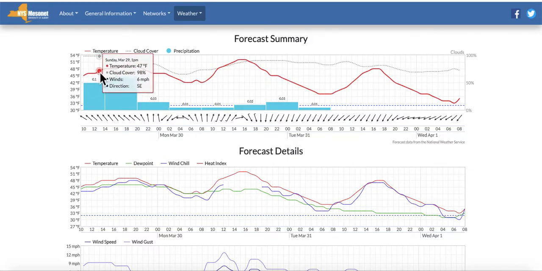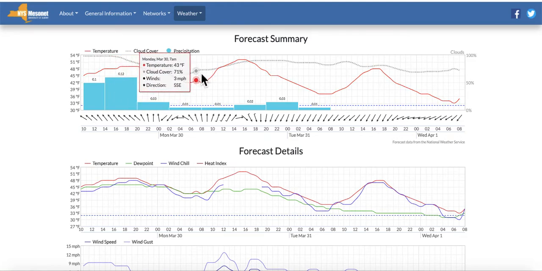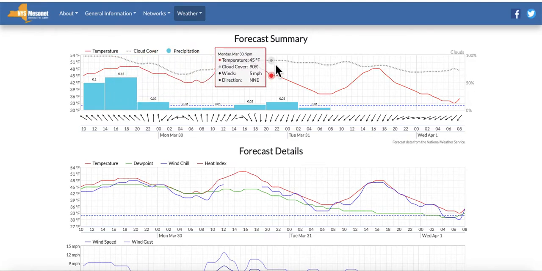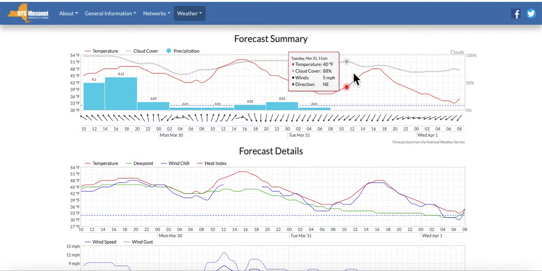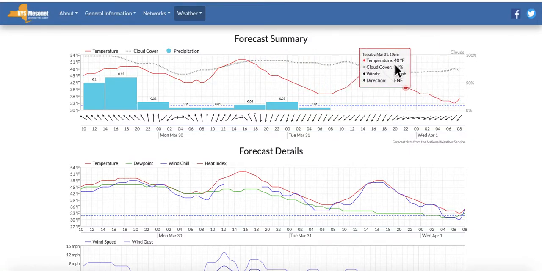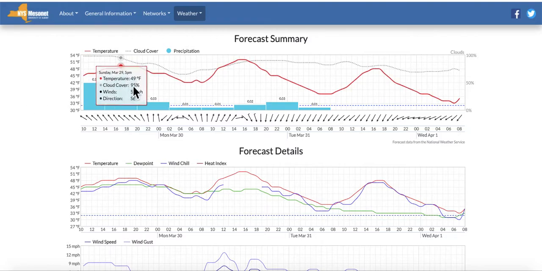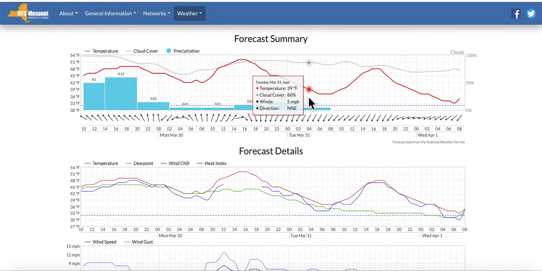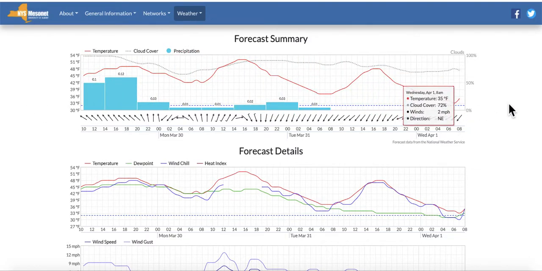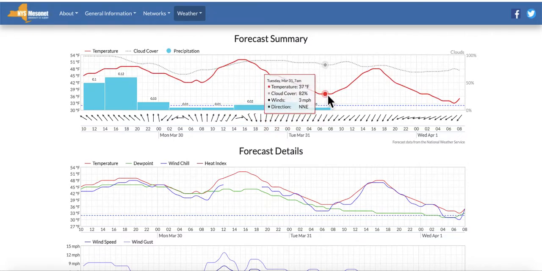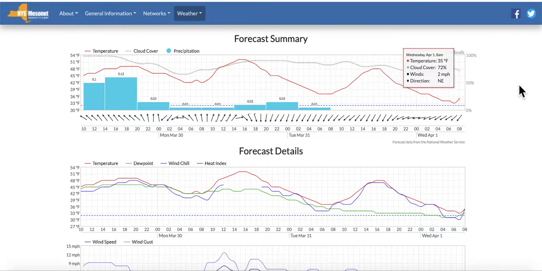The red line is your temperature, and the dashed gray line above it is your cloud cover. So you can see that it's going to stay pretty cloudy for the next few days, but the temperature is going to go up and down, and this is mostly due to our incoming solar radiation, so we'll be lower at night in the early morning hours, and warmer at midday.